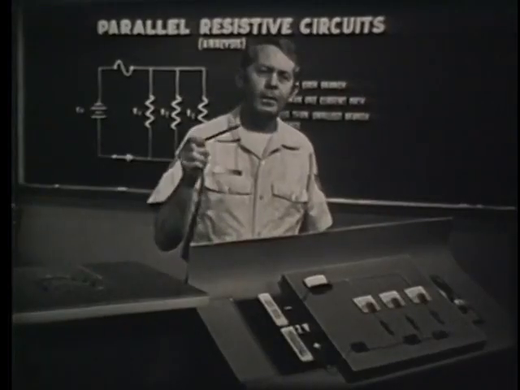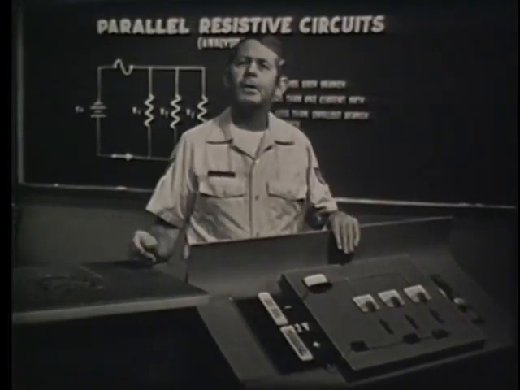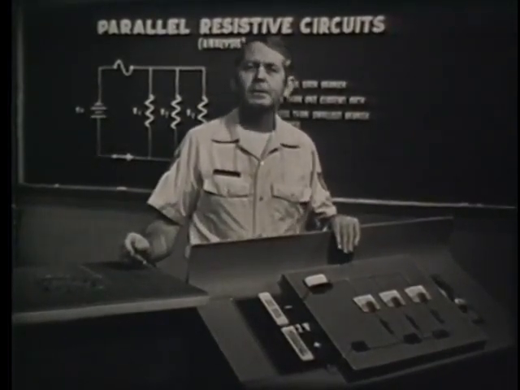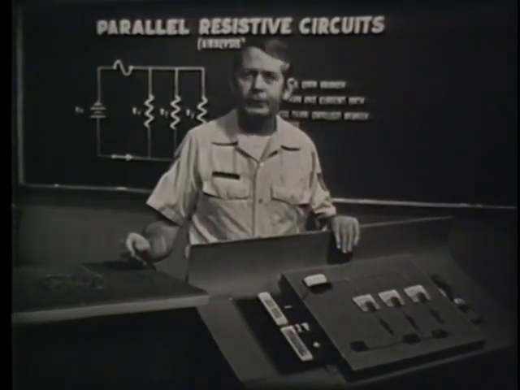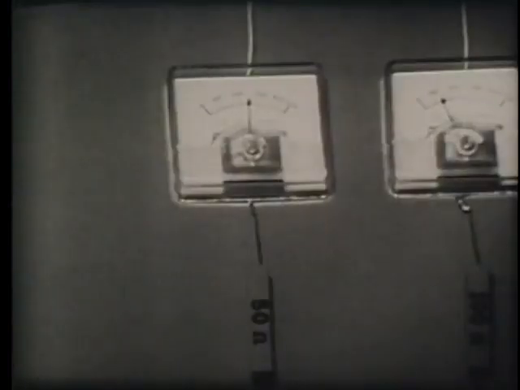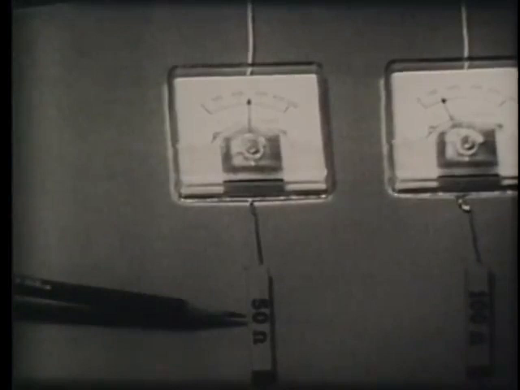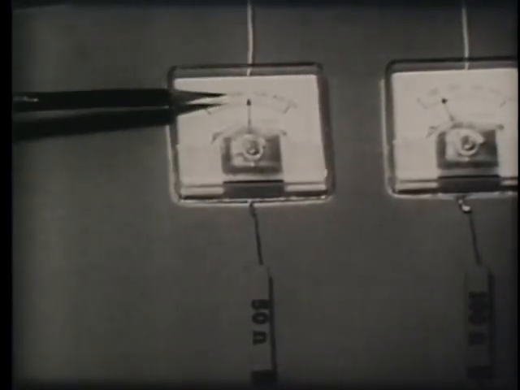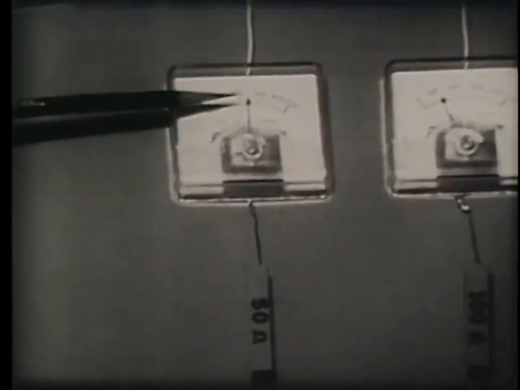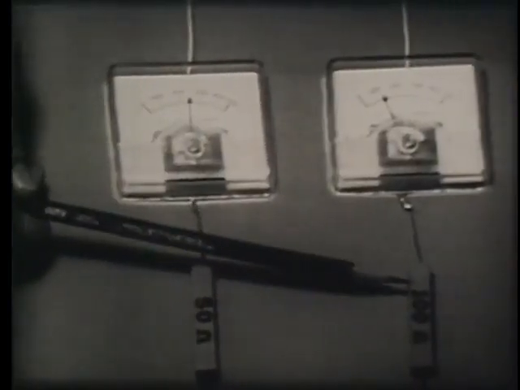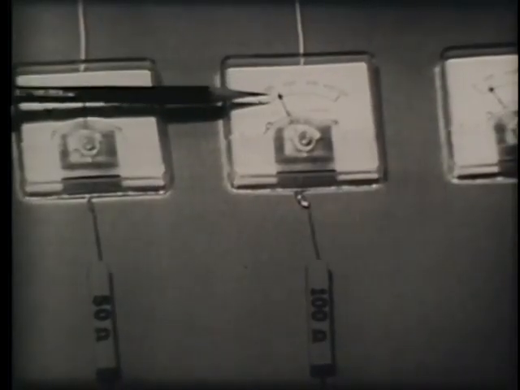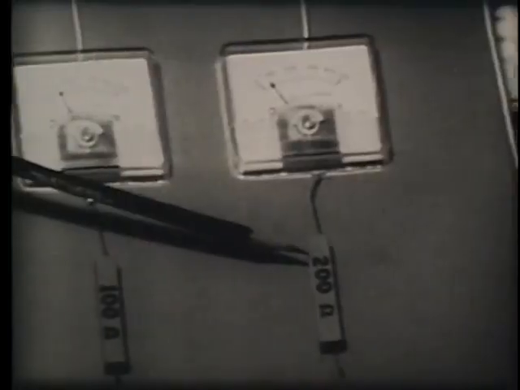Now, there's one other thing that we should have noticed about this circuit. This is the current resistance ratio. For example, the branch with the smallest resistor has the largest current. When we go to a branch with a larger resistance, we find that the current has decreased, so that eventually the branch with the largest resistance has the smallest current.